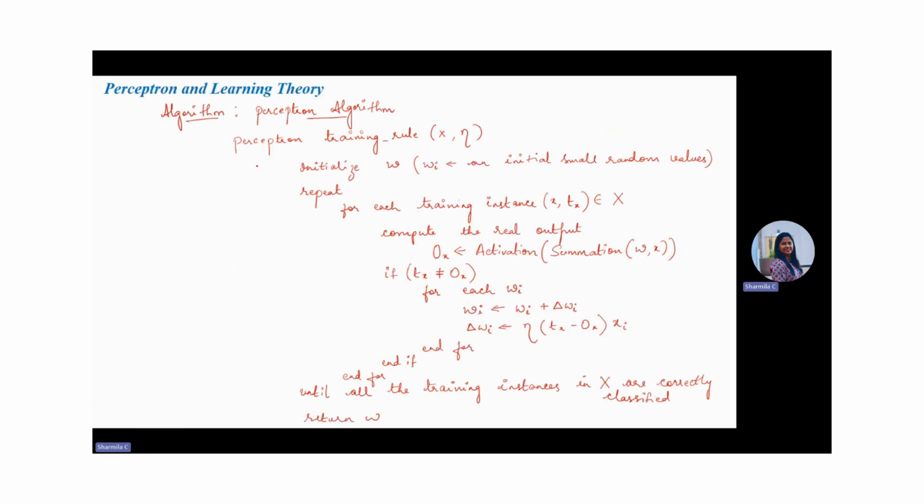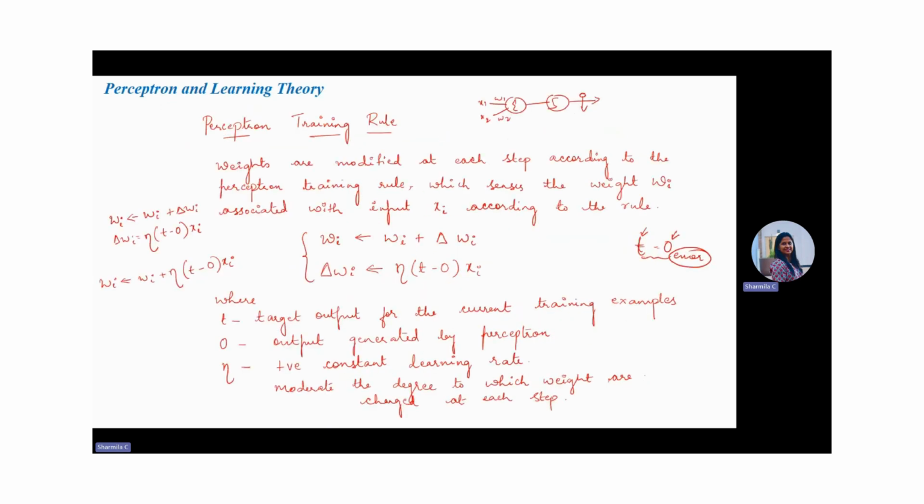So the perceptron training algorithm consists of two inputs. One is X, and the next one is eta. This is called the learning rate. So what is the learning rate here? Learning rate is a positive constant. It is a positive constant, so it is not going to change. It moderates the degree to which the weights are changed at each step.